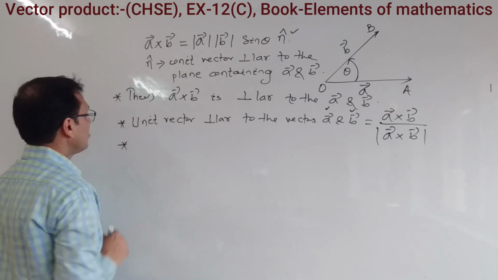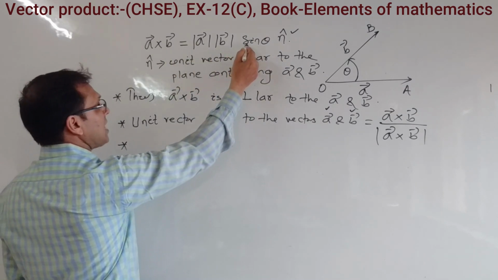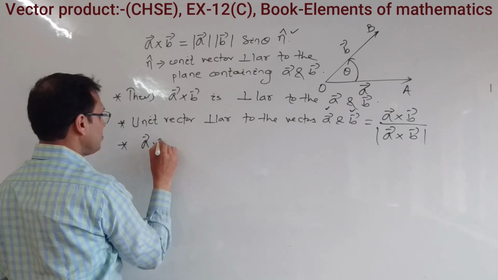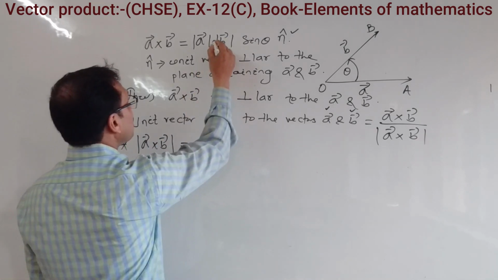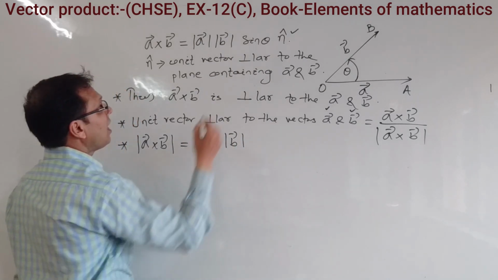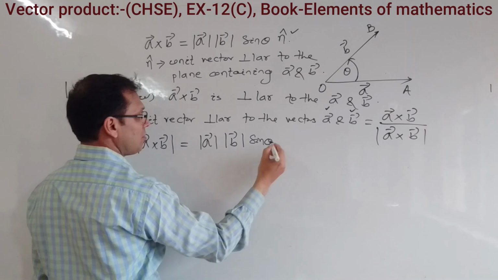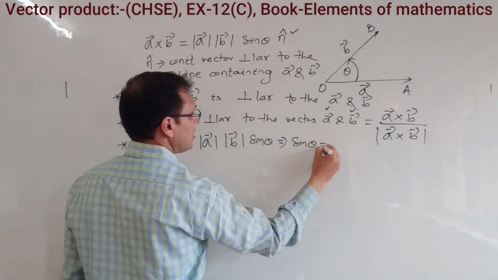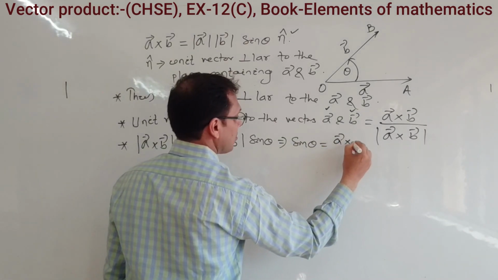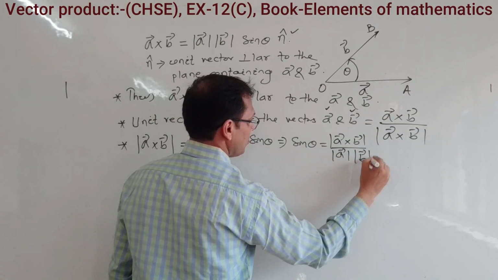Okay, now next note. Suppose you have to find the angle, or sine of the angle, between the two vectors a vector and b vector. If you take the magnitude of a vector cross b vector, then what will happen? That is magnitude of a vector, magnitude of b vector, and sine theta magnitude is sine theta, and n cap magnitude is 1. So therefore that implies sine theta is equal to the magnitude of a vector cross b vector divided by the magnitude of a vector times the magnitude of b vector.